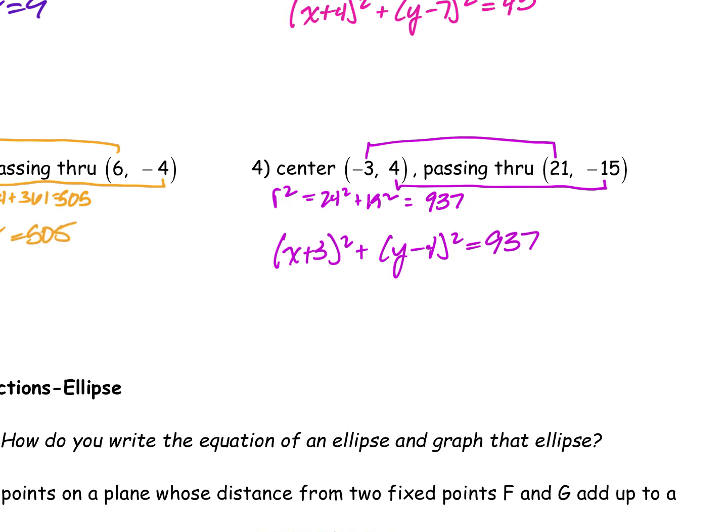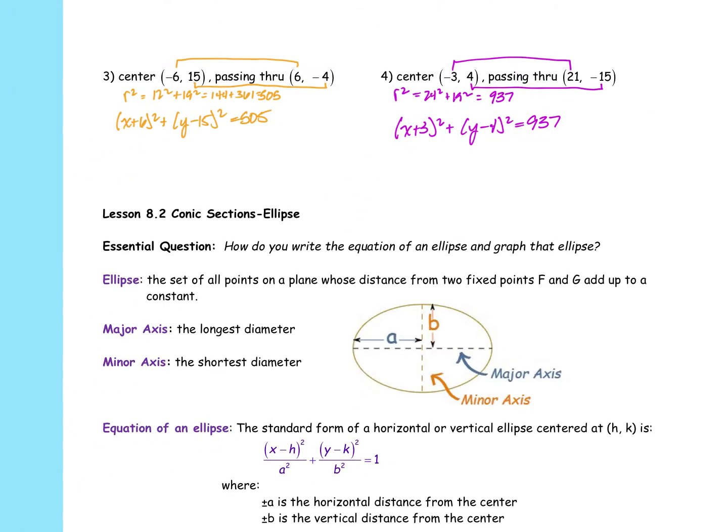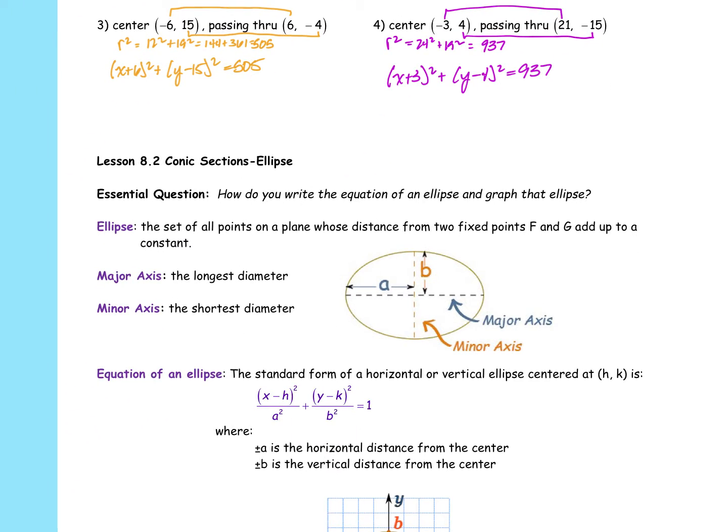So, okay, now we're moving on to ellipses. An ellipse is the set of all points on a plane whose distance from two fixed points, F and G, add up to a constant. An ellipse is basically an oval, okay? It has a major axis, which is my longest diameter, and a minor axis, which is my shorter diameter.